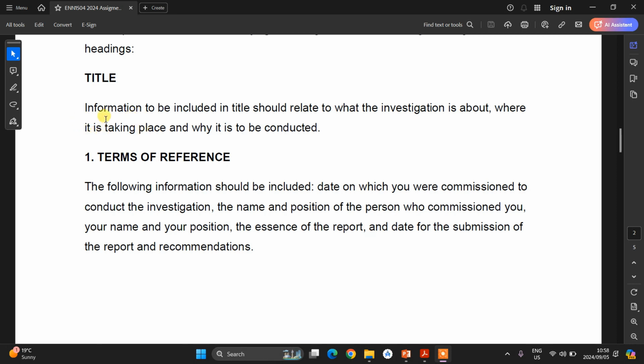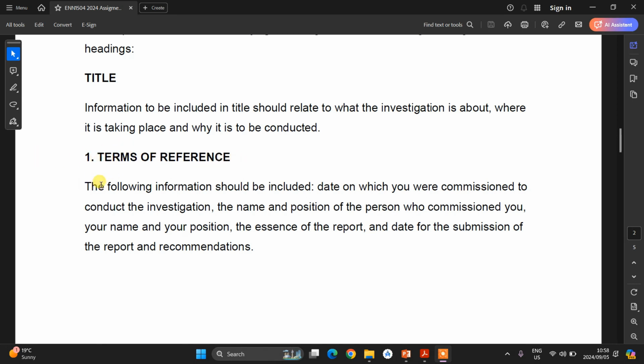Okay, so here under your title, they say information to be included in the title should relate to what the investigation is about, where it is taking place, and why it is to be conducted. Okay, next you will have your terms of reference. Okay, please note that your terms of reference must be numbered.